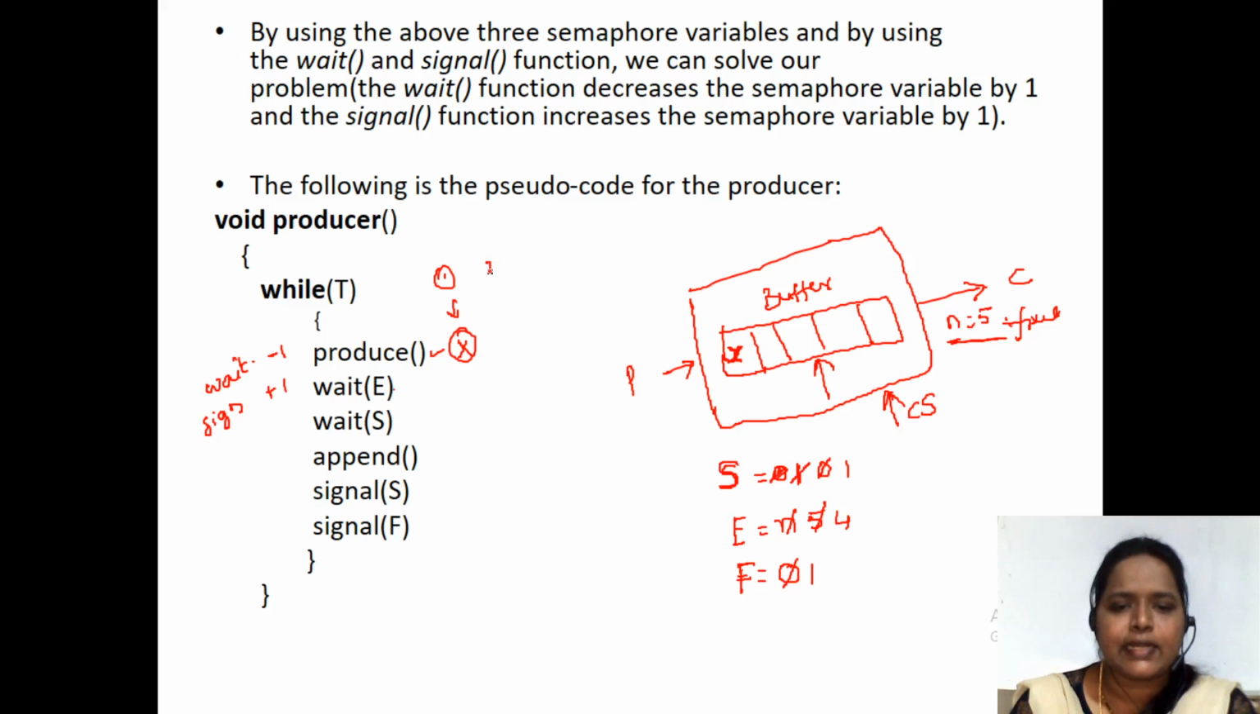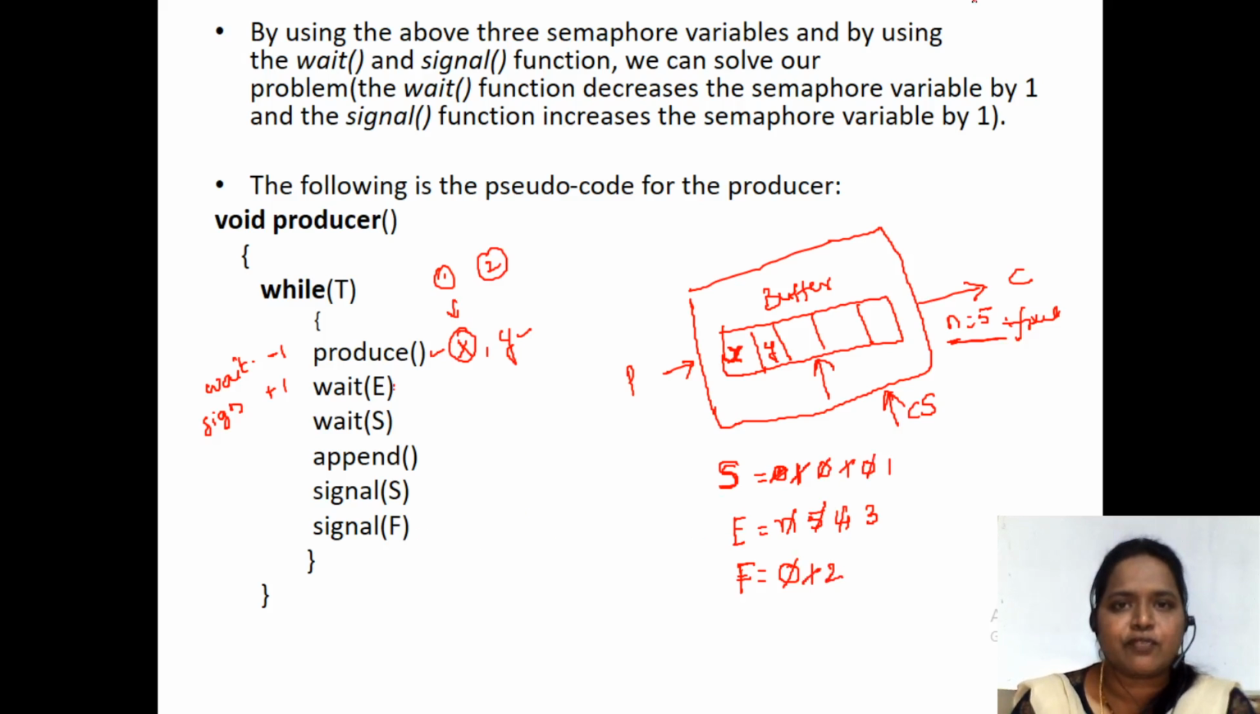Now in the second turn, the producer again wants to produce an item Y. Fine. Now wait of E: E is now 4, wait means decrement by 1, so that is going to be 3. Wait of S: S is now 1, now we make it 0. Next, append means we append this Y over here, and then signal of S is again incremented by 1. Signal of F means we increment it.